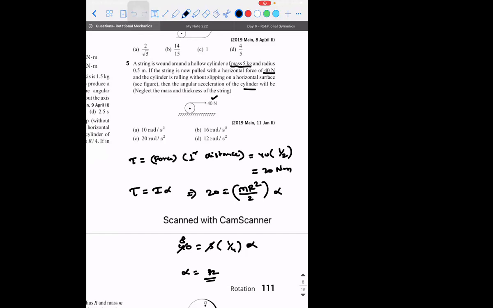Did I make any mistake? Sir, is it mr square only for a hollow cylinder? Did they give hollow cylinder? Yes, sir. Oh, sorry. So it should be mr square, not 1 by 2. So 1 by 2 means 16. Is 16 there? Yes, 16 radian per second.